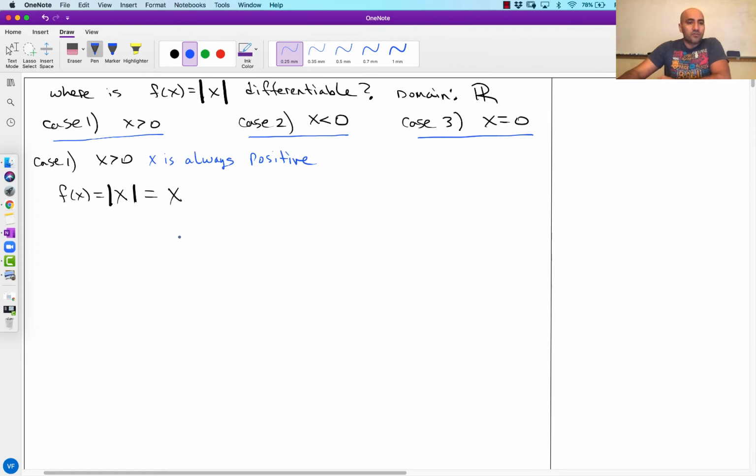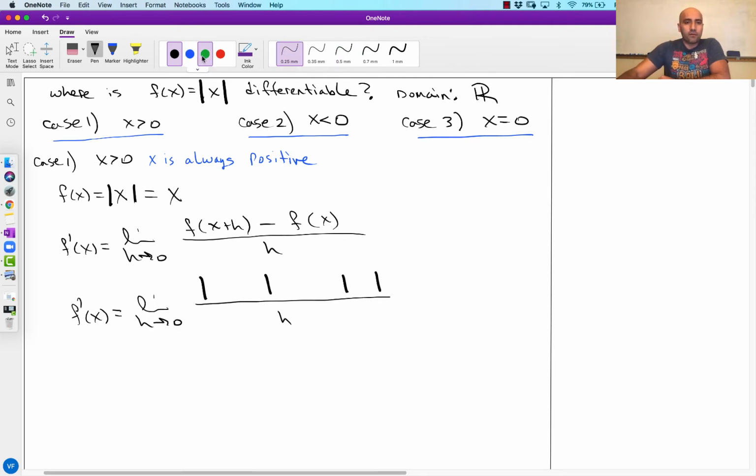Okay, so let's figure out the derivative. Let's write down our definition. The derivative is going to be equal to the limit as h goes to 0 of f of x plus h minus f of x all over h. Now let's think about this. We've already pointed out that the absolute value of x, where x is strictly greater than 0, is definitely positive, so this is just going to be x. So we can get rid of the absolute values. What about this one? Notice that h is an unrestricted limit here.